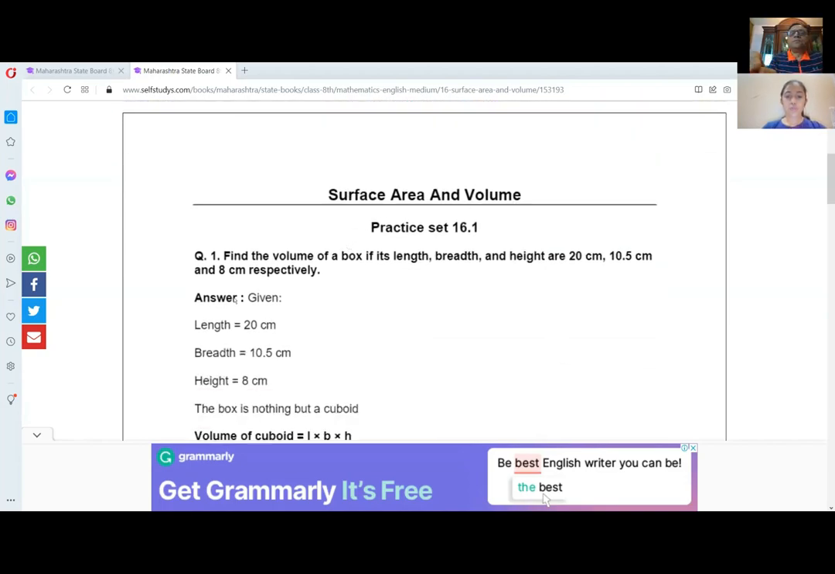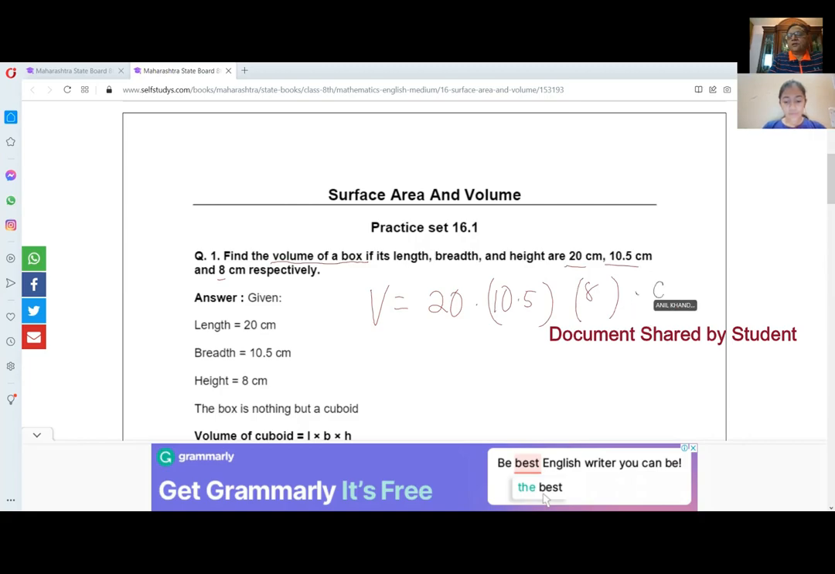Find the volume of a box if its length, breadth, and height are 20 centimeter, 10.5 centimeter, and 8 centimeter respectively. So what is the volume? 20 centimeter multiplied by 10.5 multiplied by 8, centimeter cube. You can always calculate this. You know the volume of a cuboid is length into width into height, as given here. Just multiply and get your answer. Easy, right? Move on to the next question, please.